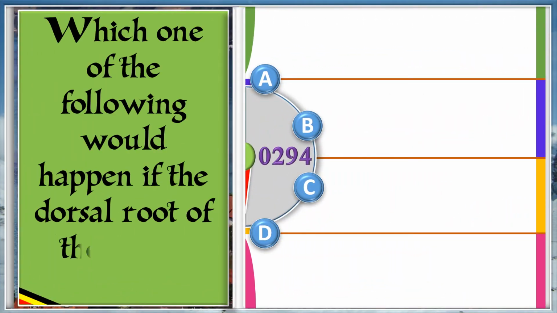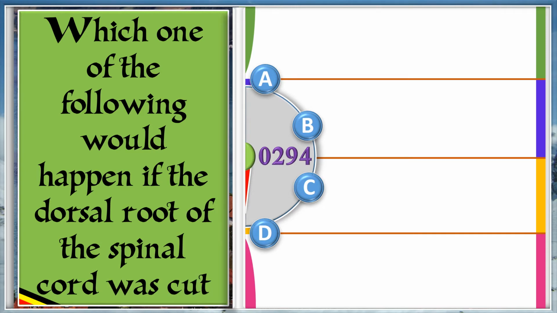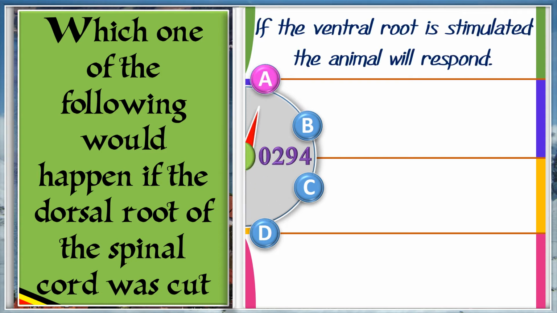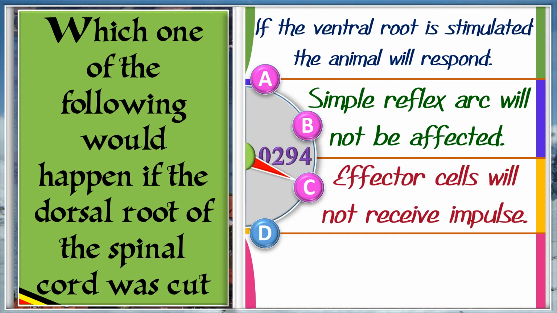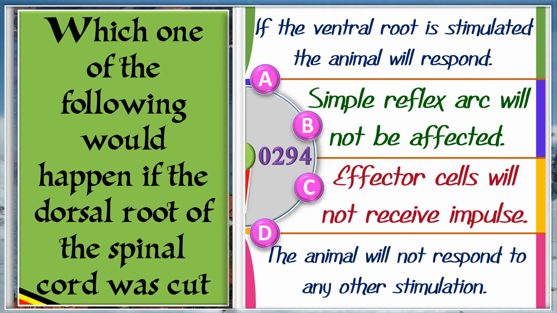Which one of the following would happen if the dorsal root of the spinal cord was cut? A. If the ventral root is stimulated, the animal will respond. B. Simple reflex arc will not be affected. C. Effector cells will not receive impulses. D. The animal will not respond to any other stimulation.